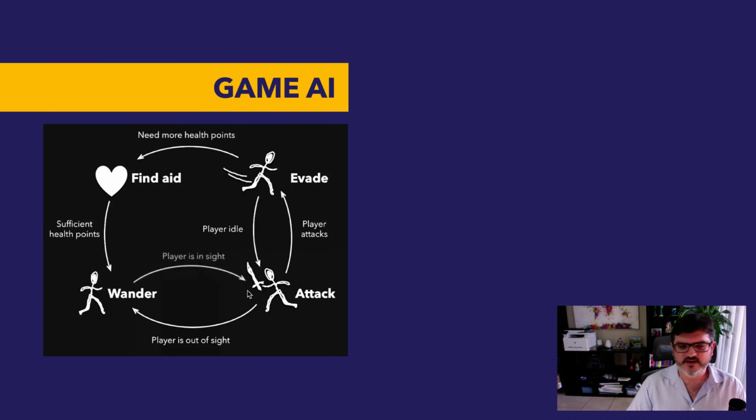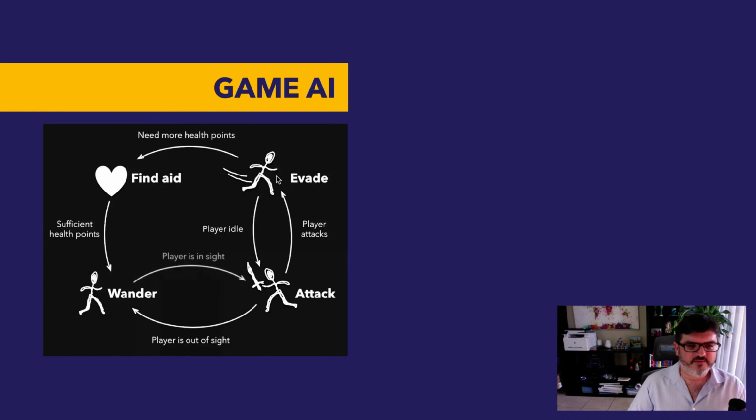So it sees your player, it chases them, and it attacks, right? If the player is out of sight, it goes back to wander, right? So real simple. If the player's in sight, it attacks. If the player goes out of sight, it wanders. But now what happens if the player attacks them, right? Then the player attacks back, and they now evade. Oh no, you're hitting me.